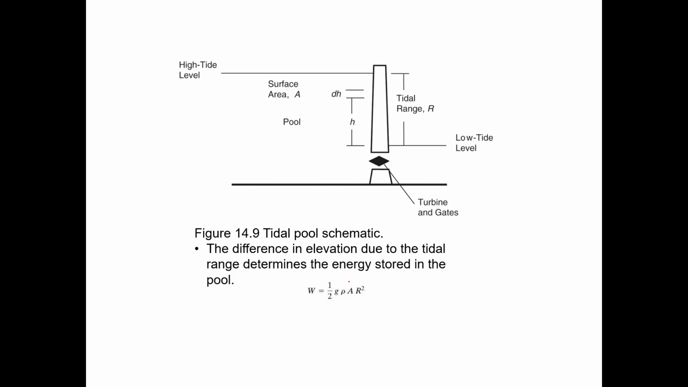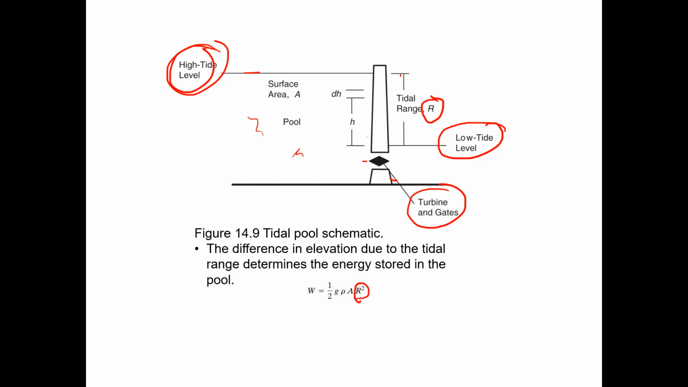Here, for example, is a tidal pool schematic. You have here the high tide level. This is the area of the pool, of course. This is the turbine and the gates. And you have here the tidal range, which is between the low tide level and the high tide level. The difference in elevation due to the tidal range determines the energy stored in the pool, which is basically going to be a function of the tidal range, sorry.